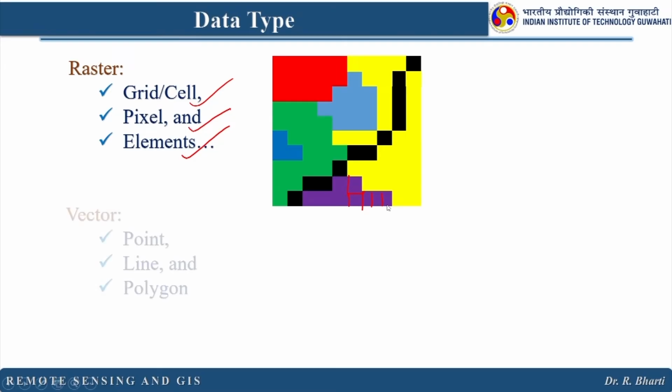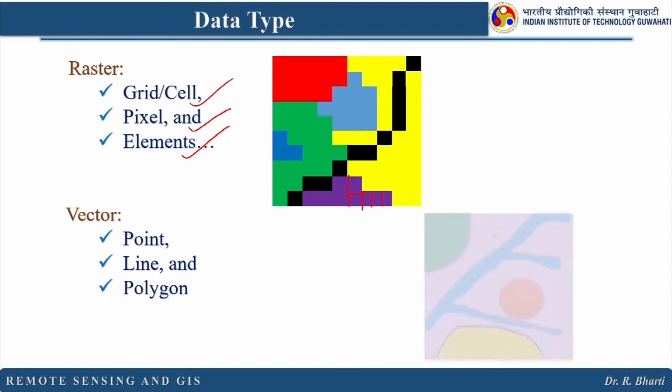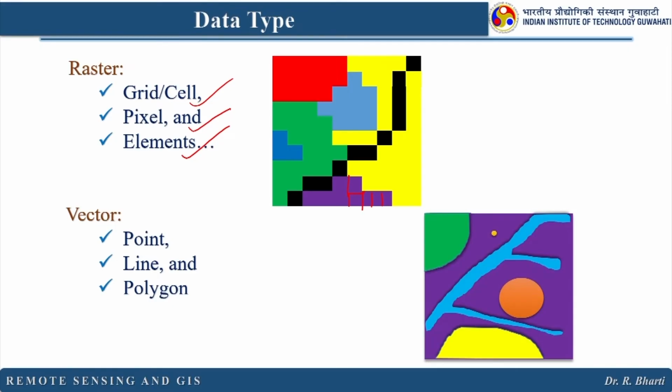The next type of data is vector, where you have point, line and polygon. So I guess you are familiar with point, line and polygon. Now let us see how exactly it is different from raster. So here you can see this is one point, this is some lines, and these are polygons. So what is the difference between these three?